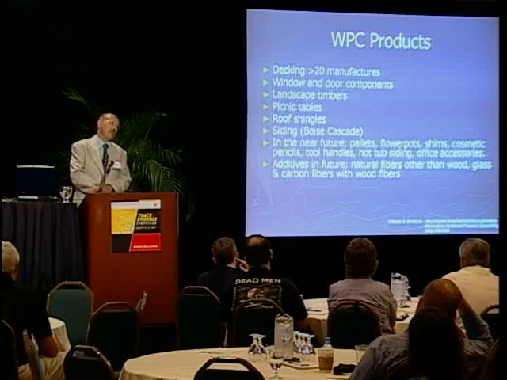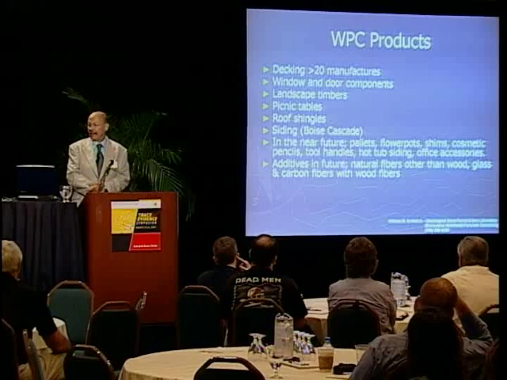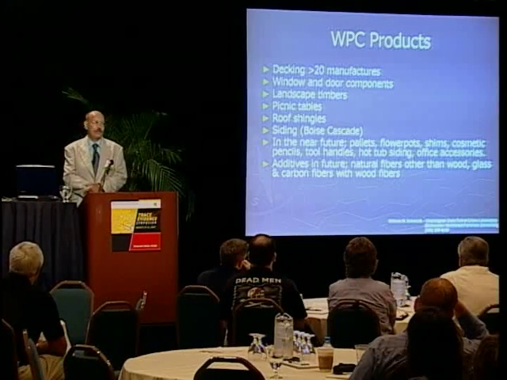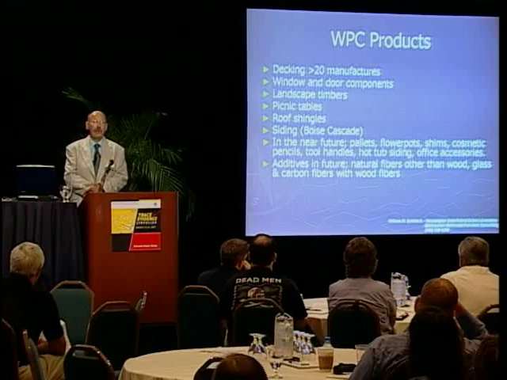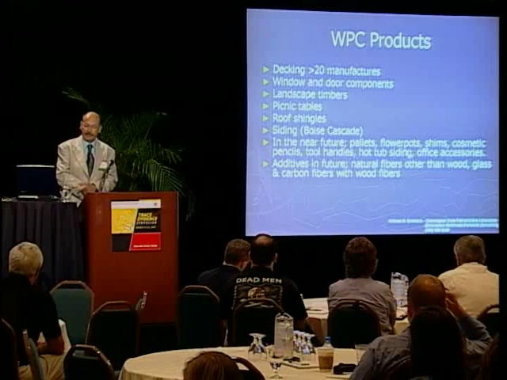Well, what are the different things you can make? Well, mainly decking right now. It says 20 manufacturers, it's about 33 actually that I found, that make wood plastic composites. But windows, door components, landscape timbers, picnic tables, roof shingles, siding.